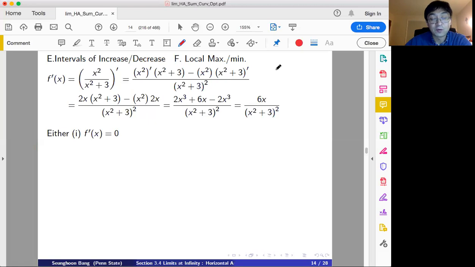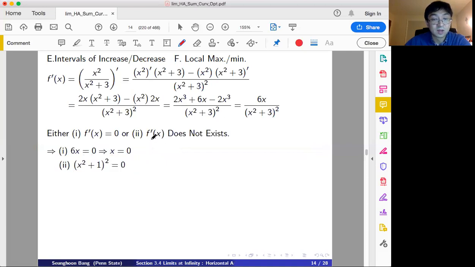Next, I want to find the critical numbers. f prime of x equal to 0 or f prime of x does not exist. So f prime of x equal to 0 exactly when the numerator is equal to 0. So we have 6x equal to 0. Divide by 6, so we have x equal to 0.